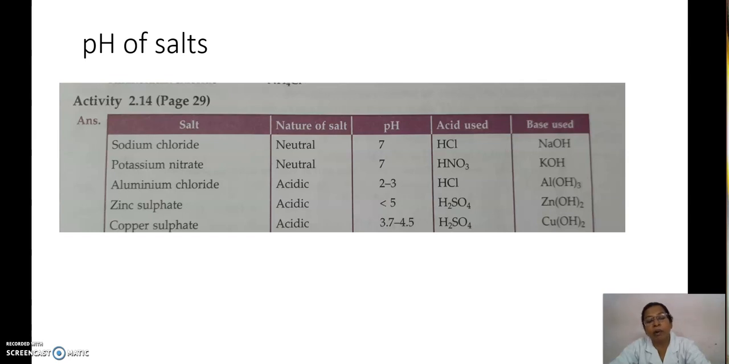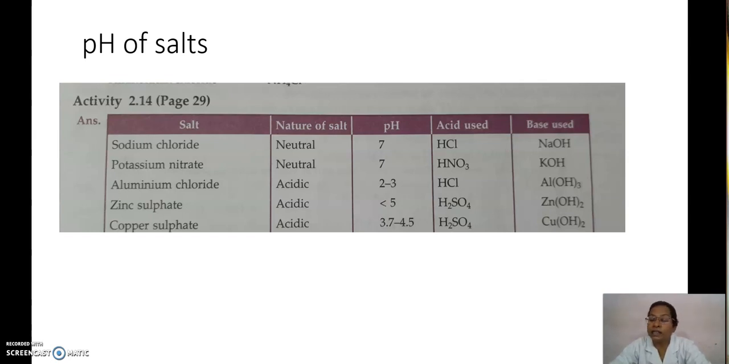And the next example also, zinc sulfate. That is also acidic. See, which acid is used here? It is sulfuric acid, and that is a strong acid, and the base used is zinc hydroxide, that is a weak base. And another example, copper sulfate, that is also acidic, because the reason is that the acid is stronger than the base.